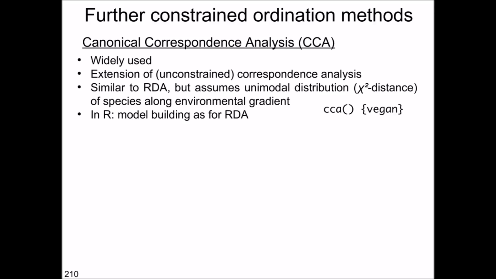It's basically an extension of the unconstrained correspondence analysis. The mathematics is similar but not the same as for RDA. It's a little bit more complicated. As I said, we don't go into details here. In R, the model building works in a very similar fashion as what we use for the redundancy analysis and demonstrate in the script. In the notes to this slide, you find a couple of texts as introduction to CCA.